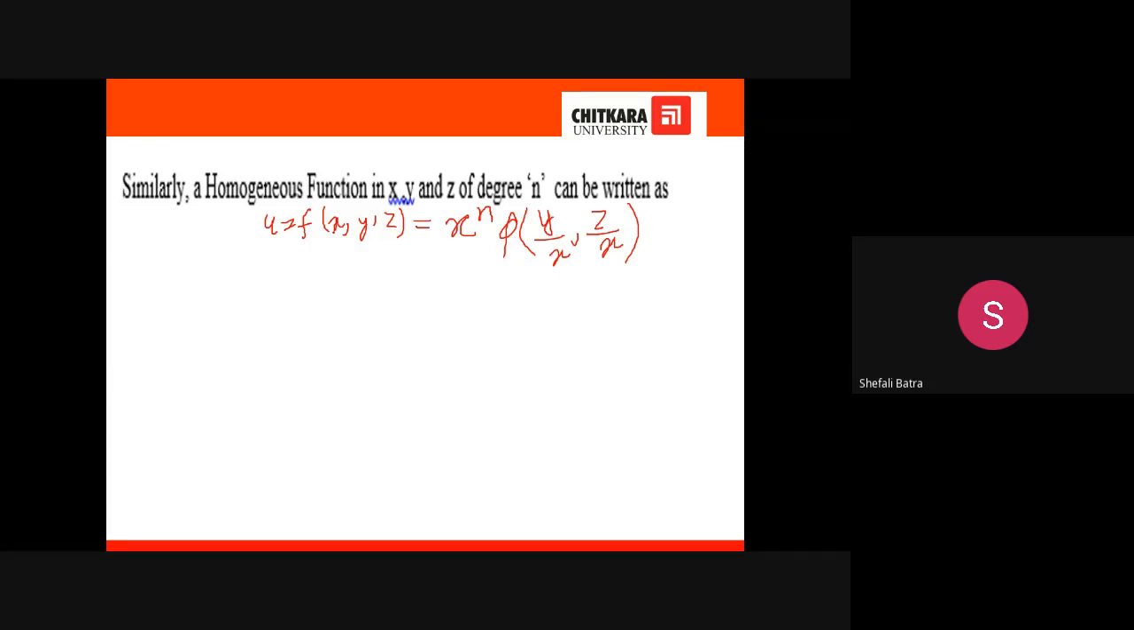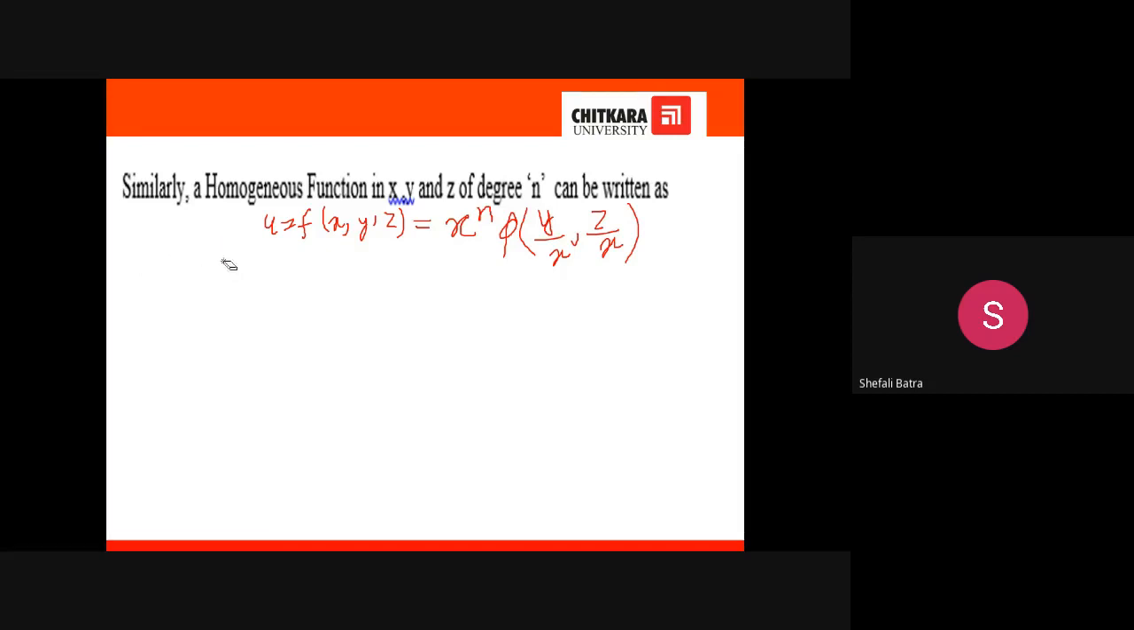When there were 2 variables, what did we do? X power n outside. What is left inside? Function of y by x. But here you are dealing with 3 variables. If you are writing x power n, then this function should be in terms of y by x and z by x.